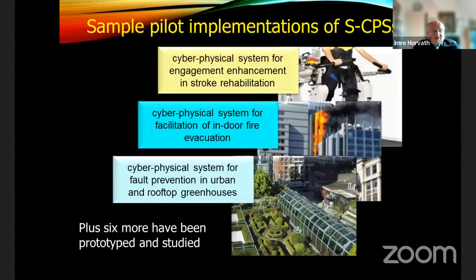For instance, just to mention one example from the 6, one was developed for supporting the coaching of table tennis players. Obviously, here in the Netherlands, we don't have a sufficient number of trainers, and for this reason, the idea came up to have a cyber-physical system as a trainer for these table tennis players. So these are just examples.